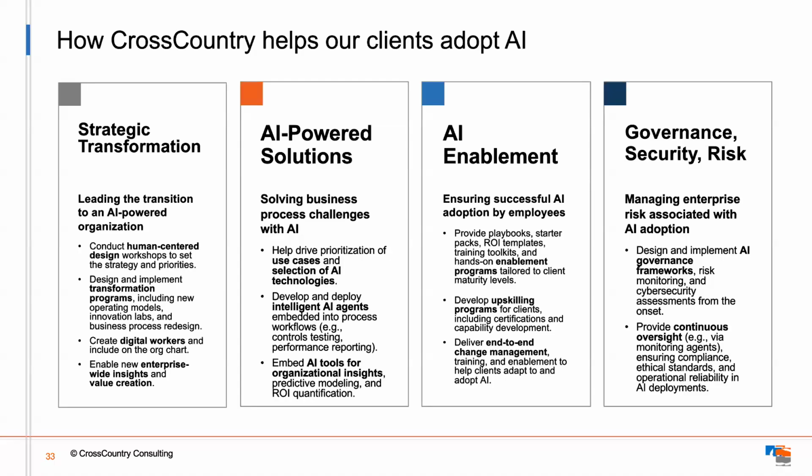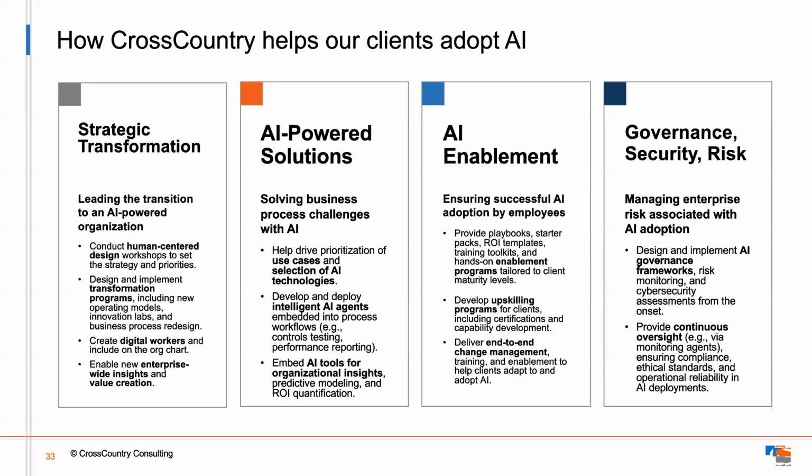The first is strategic transformation. This is where we help organizations lead the transition into AI-powered operating models. What does that really mean? It means human-centered design workshops to set priorities, and then designing and implementing the transformation program, like operating model changes, innovation labs, and process redesign. What we're here to do is figure out what your goal is as an organization and where AI agents can fit in to assist in the process. Once that strategy is clear, we move from vision to execution.